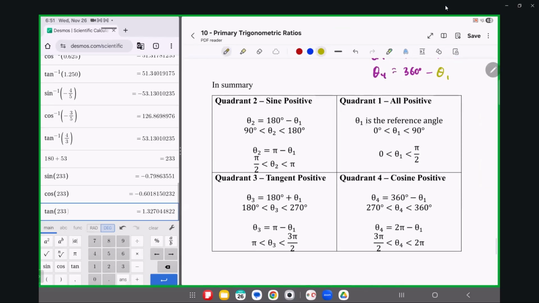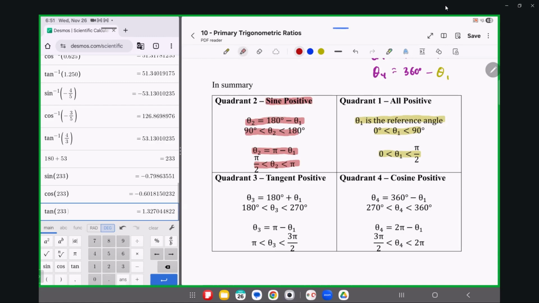And so we're going to summarize our results. In quadrant 1, importantly, theta 1 is the reference angle. It's going to be between 0 and 90 degrees, or between 0 and pi on 2. In quadrant 2, just sine is positive. So theta 2 is going to be 180 minus the quadrant 1 angle, and it should be between 90 and 180. Or in radians, theta 2 will be pi minus theta 1, between pi on 2 and pi.